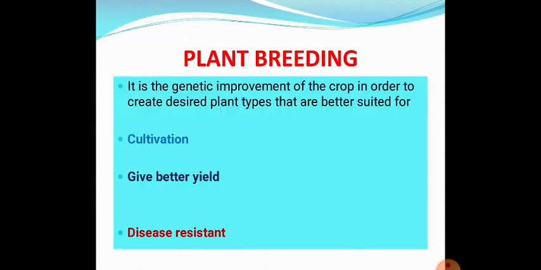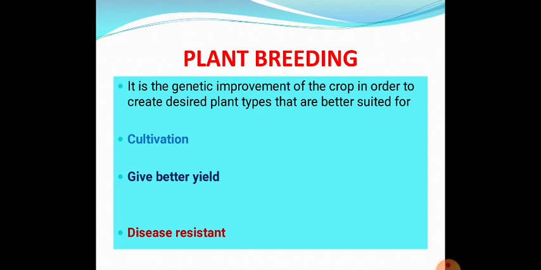So, what is plant breeding actually? Plant breeding is the genetic improvement of crops in order to create desired plant types that are better suited for cultivation, to give us better yield and are disease resistant. Conventionally, plant breeding is a practice from 9,000 to 11,000 years ago. Most of our major food crops are derived from domesticated varieties.